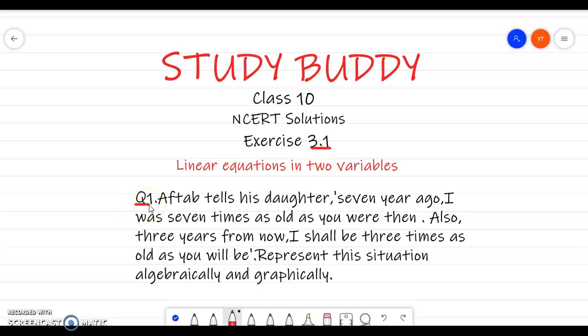Question number 1. Aftab tells his daughter, 7 years ago, I was 7 times as old as you were then. Also, 3 years from now, I should be 3 times as old as you will be. Represent this situation algebraically and graphically. Okay, this is something interesting. Aftab tells his daughter that he was 7 times older 7 years ago and he will be 3 times older after 3 years. So we have to represent this algebraically and graphically.